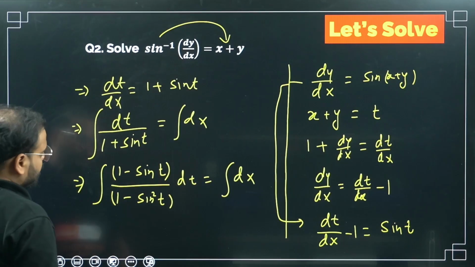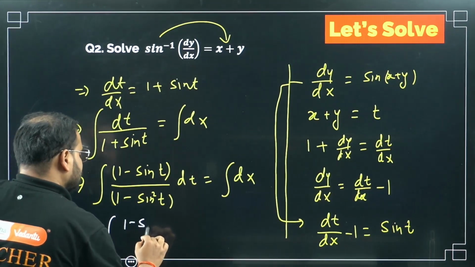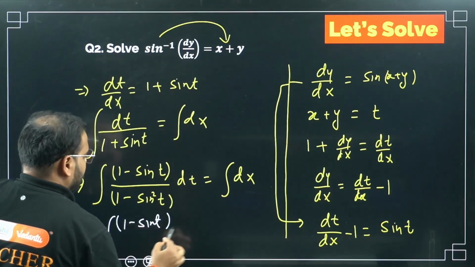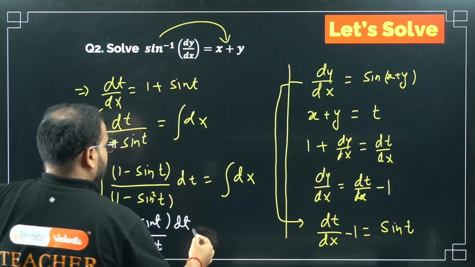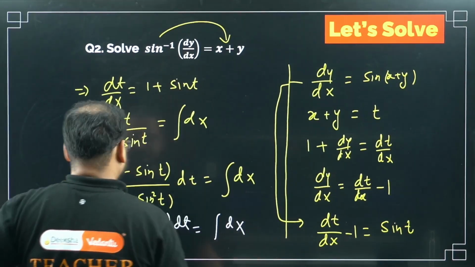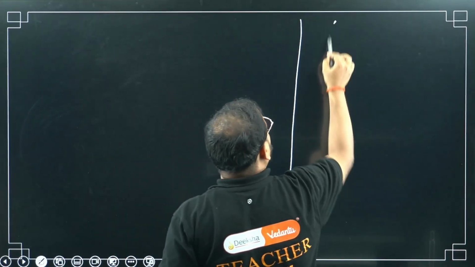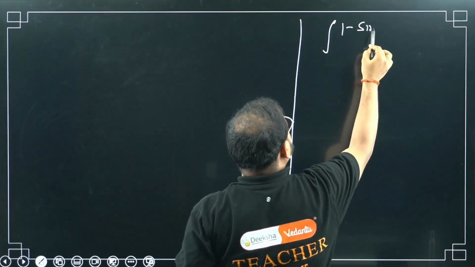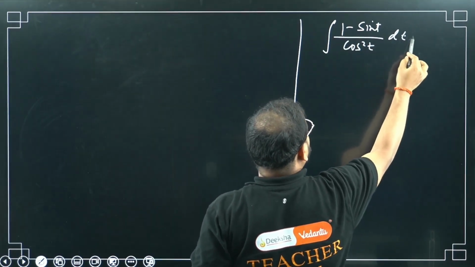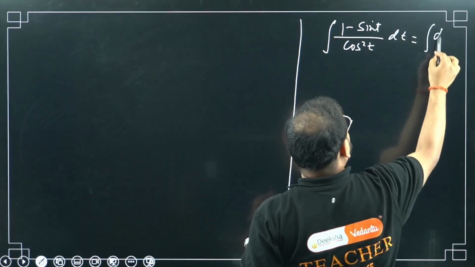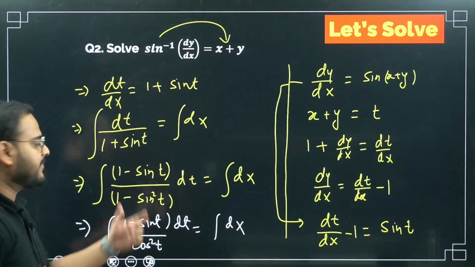So I can simplify this further. 1 minus sine t, dt is there, and this will become cos square t, equals integral of dx. Let me write it again just to avoid any confusion: 1 minus sine t upon cos square t dt equals integral of dx. Please have a look. Same thing is written over here also.